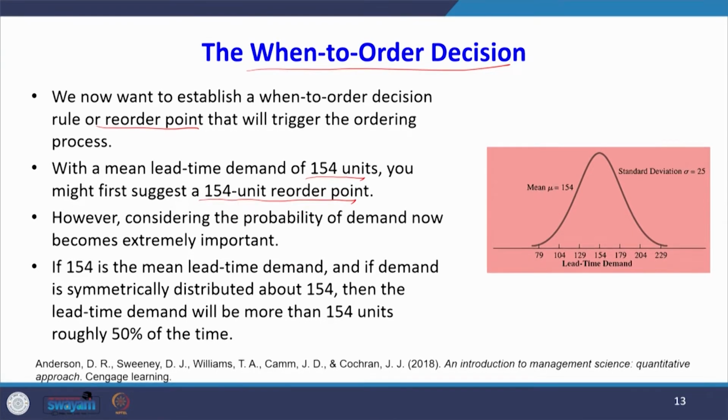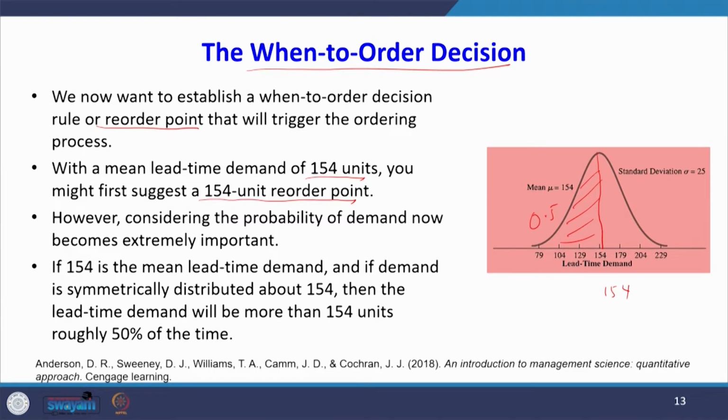However, considering the probability of demand now becomes extremely important, because the demand is probabilistic, there is a chance that the demand may increase beyond 154 units during the lead time. So, if 154 is the mean lead time demand and if the demand is symmetrically distributed about 154, then the lead time demand will be more than 154 roughly 50% of the time. So, this is the mean 154, and this side probability is 0.5.